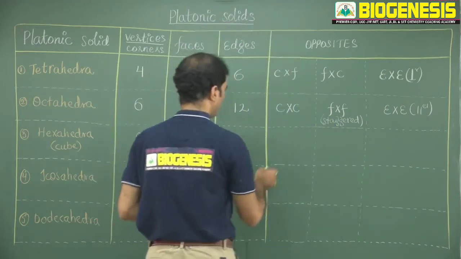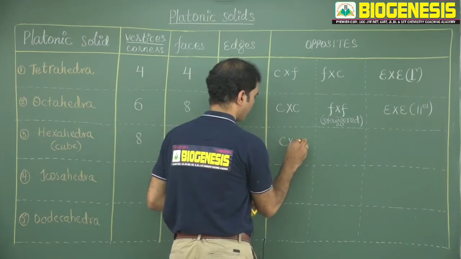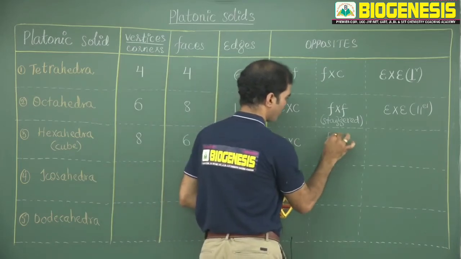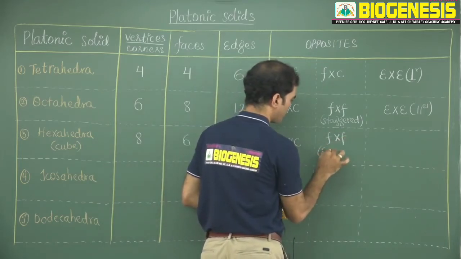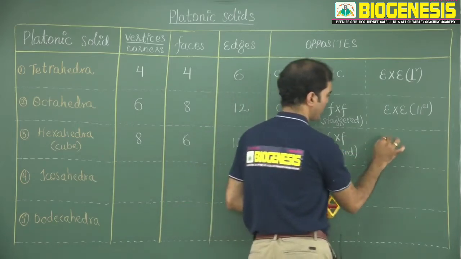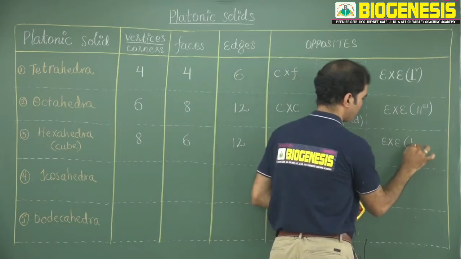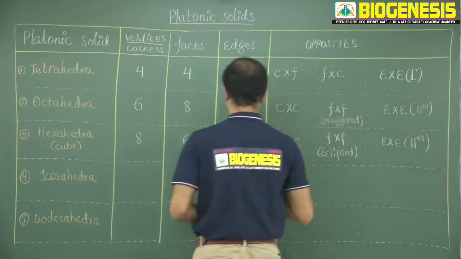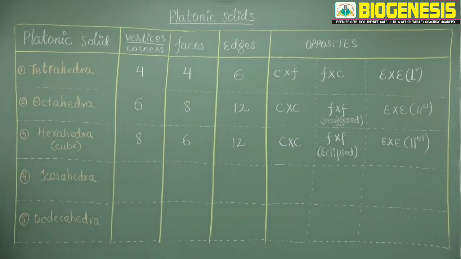So just let me write the opposites. Corner to corner, face to face, but in this case it is eclipsed, and edge to edge, which is a parallel edge. This is for hexahedra.